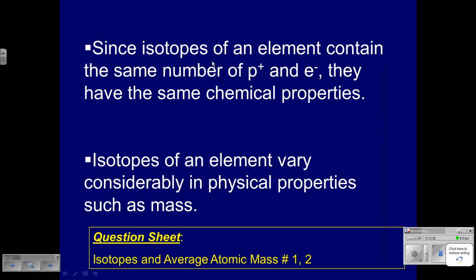Since isotopes of an element contain the same number of protons, they have the same chemical properties, so chemically they behave the same. Isotopes of an element will have different physical properties. Their masses are different.